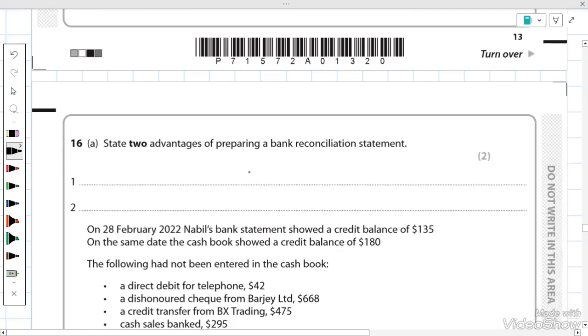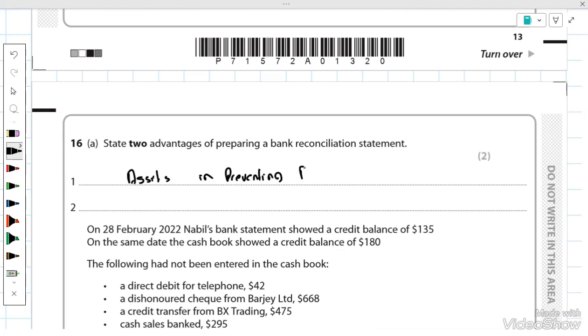State two advantages of preparing a bank reconciliation statement. Okay, so first of all, it assists in preventing frauds. Of course, if there is something wrong with the cashier, if he did some fraud, we can easily detect it from the bank reconciliation statement.